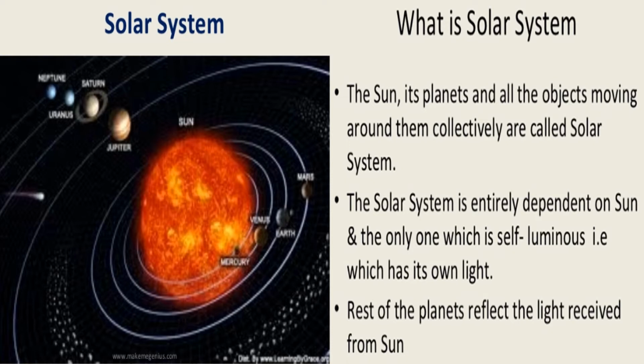The solar system is entirely dependent on the Sun, and the Sun is the only one that is self-luminous, which has its own light. The rest of the planets reflect the light received from the Sun. You already know the Sun is a star because it has its own light, but the planets, comets and asteroids don't have any light, so they reflect the light from the Sun.